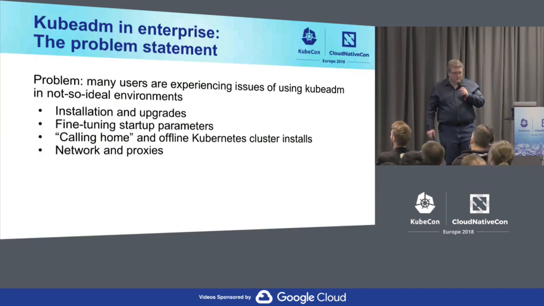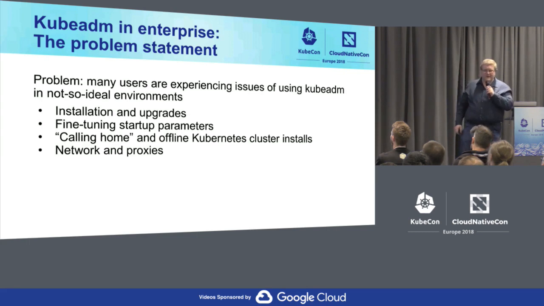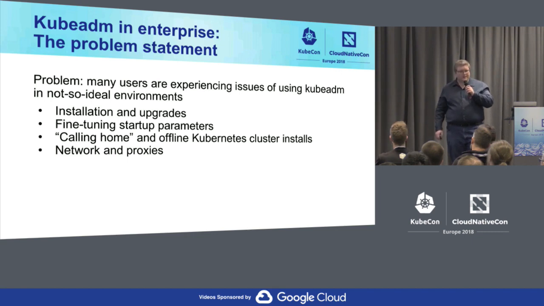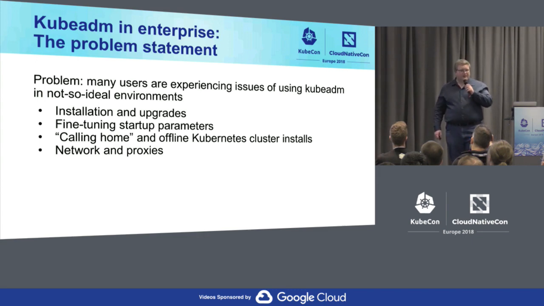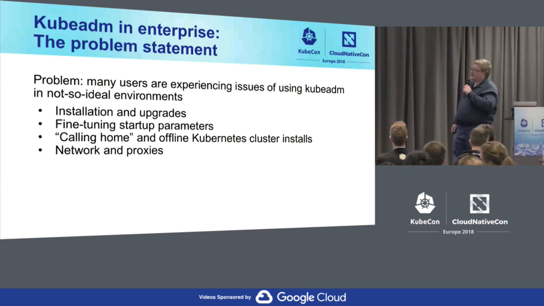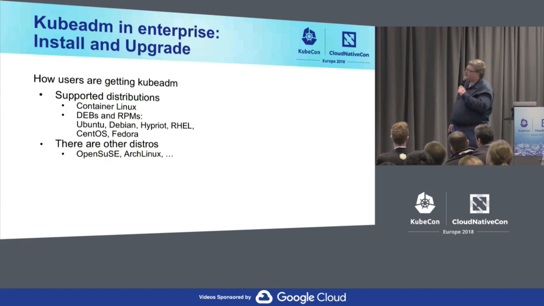So what's the problem? The world is not ideal. If you work for small companies, internet native companies, you might have a good internet connection and the freedom to use what you want. But if you're in an enterprise, you most probably have rules about what kind of Linux distributions you are using and what kind of network policies you have. Well, in the worst case scenario, you're located in a country which decides which internet resources you can access. So let's first look at installation and upgrades.